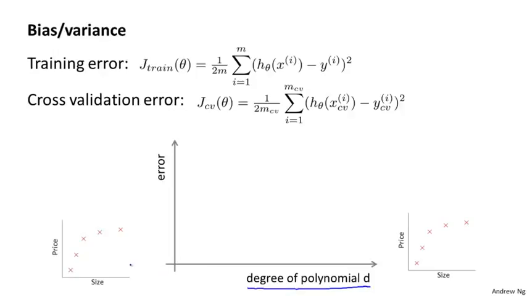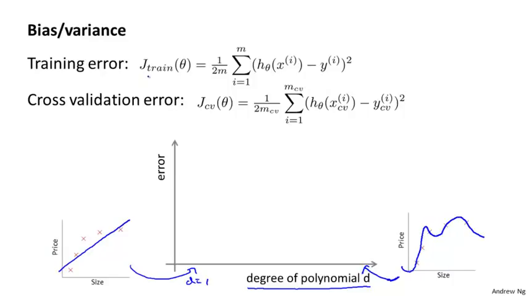So way on the left of this figure, where maybe d equals 1, I'm going to be fitting very simple functions, whereas way here on the right of the horizontal axis, I have much larger values of d, so I have a much higher degree polynomial. And so here, that's going to correspond to fitting much more complex functions to your training set. Let's look at the training error and the cross-validation error and plot them on this figure.